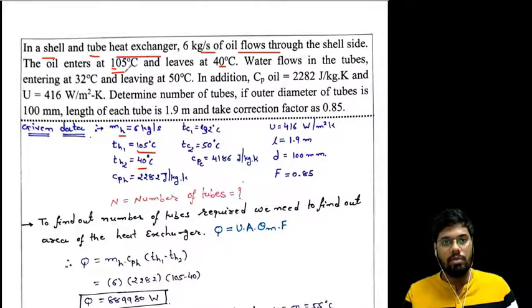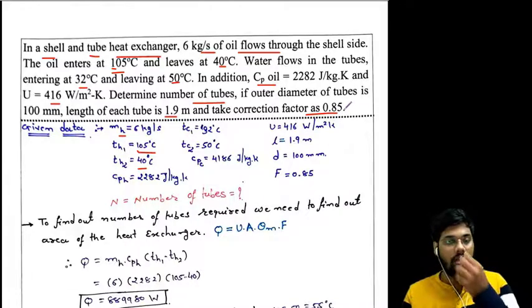Water flows in the tubes entering at 32 degrees Celsius, so this is our TC1, leaving at 50, this is our TC2. In addition, specific heat of oil CPH is given, and overall heat transfer coefficient U, 416 watt per meter square Kelvin, is given. Determine number of tubes if outer diameter of tube is 100 mm, length of each tube is 1.9 meter, and take correction factor as 0.85. So this is a different numerical.